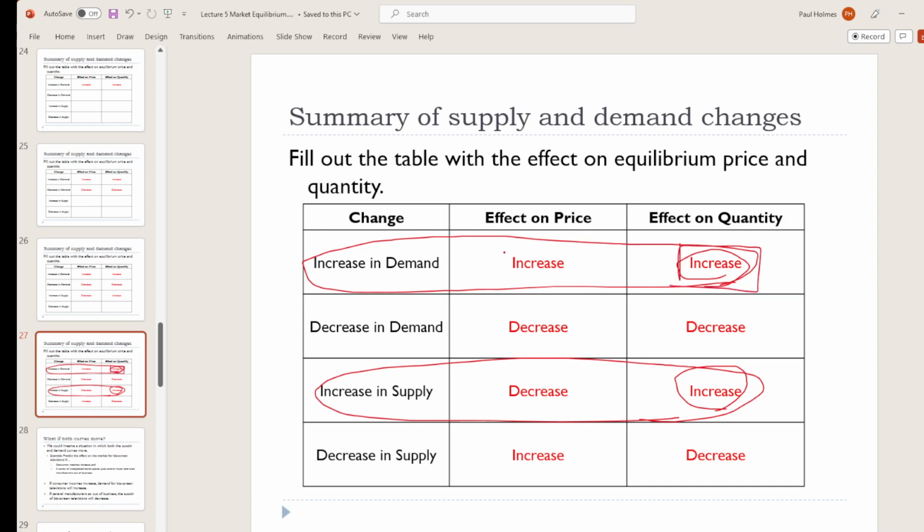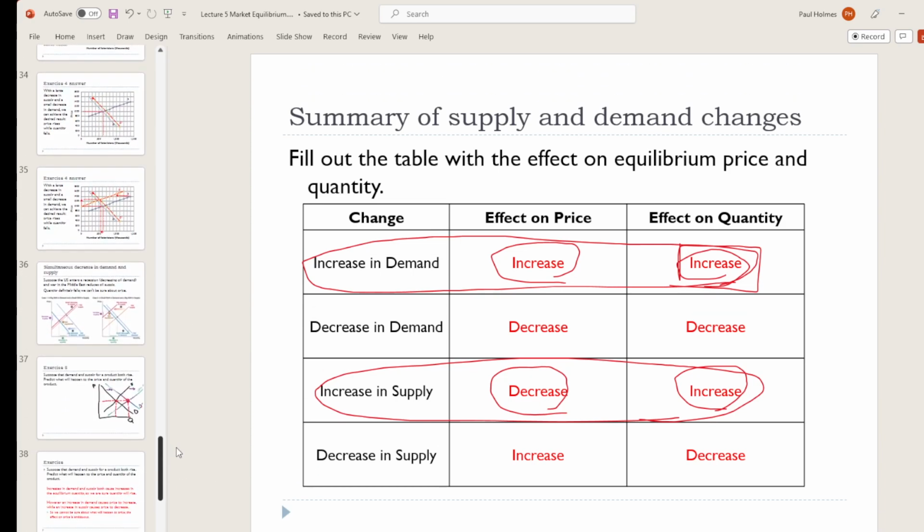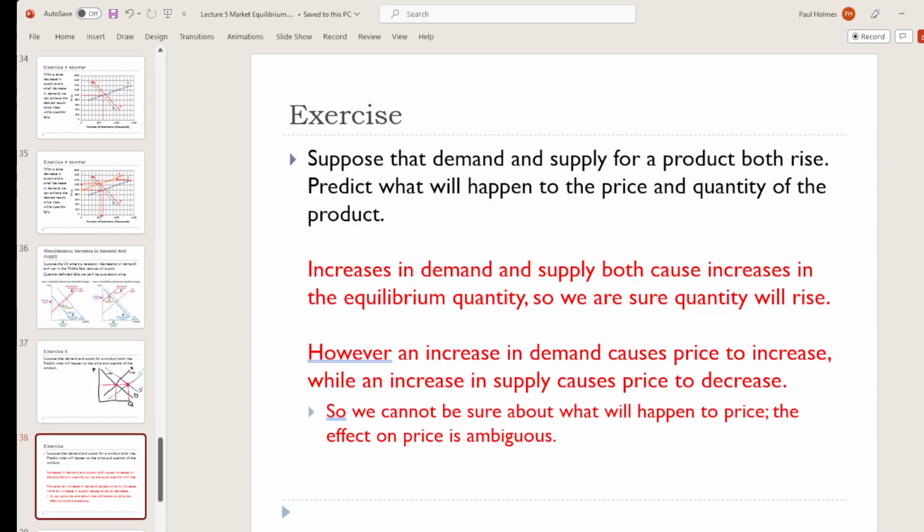But what about price? Well, here we've got an increase in price and a decrease in price. Overall, what happens? Please don't say they cancel out. Instead say, I don't know, because this goes up some amount, then it goes down some other amount. Overall, it could go up or it could go down. We don't know what the overall answer is going to be. So here's how I'm describing that. Increases in demand and supply both cause the equilibrium quantity to rise, but we can't be sure about price.